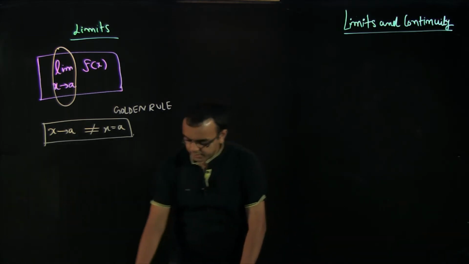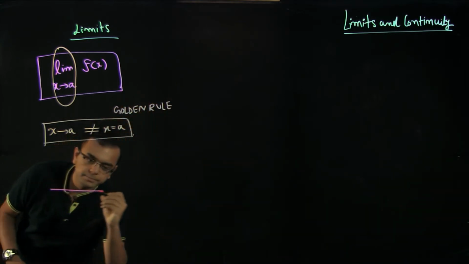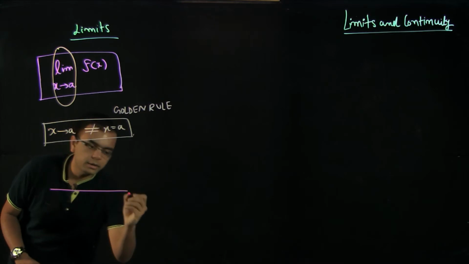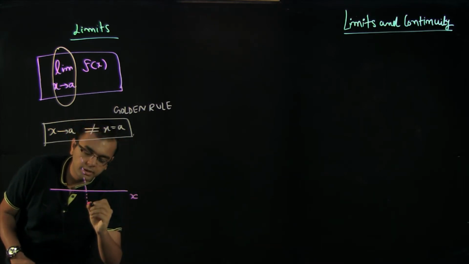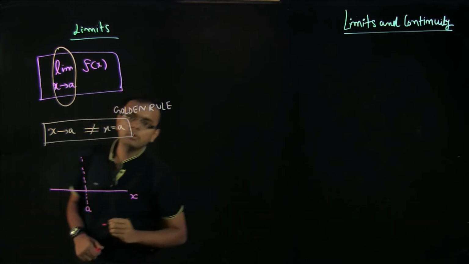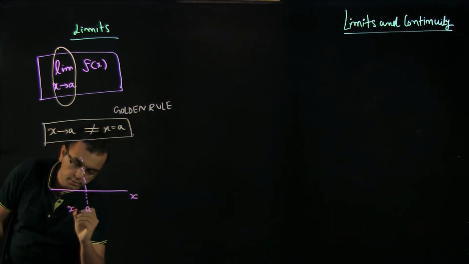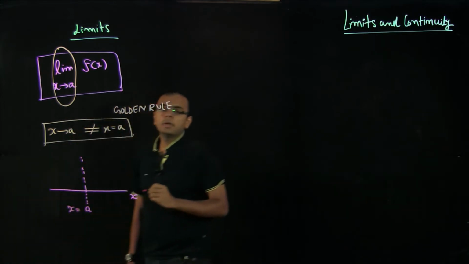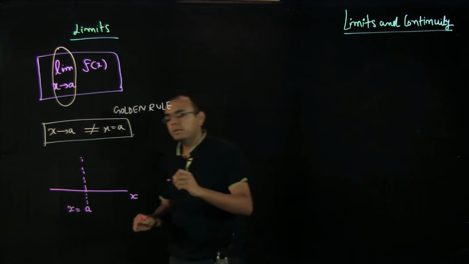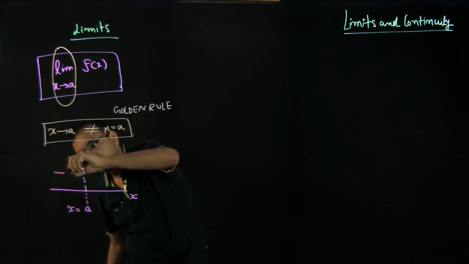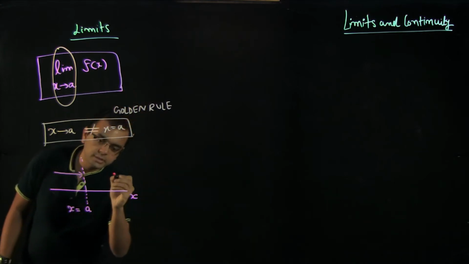So let us say we have a number line of x. There is a number line, and this is the number line for variable x, and you have a value a. So x equal to a at this point. So if x is approaching a, then that means we can approach this constant value from either this side or this side.